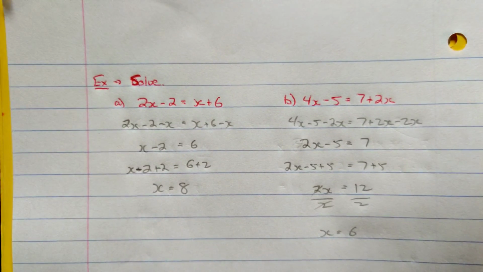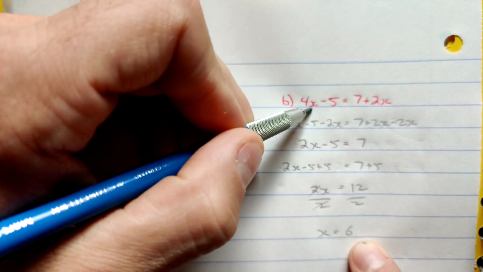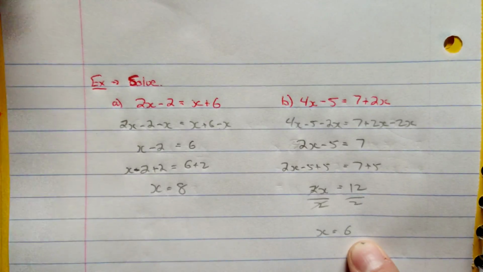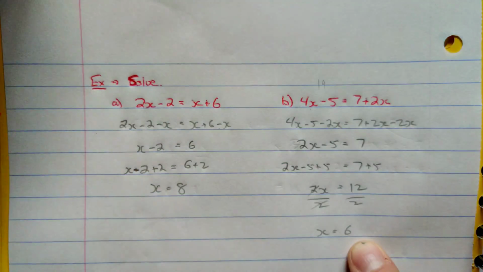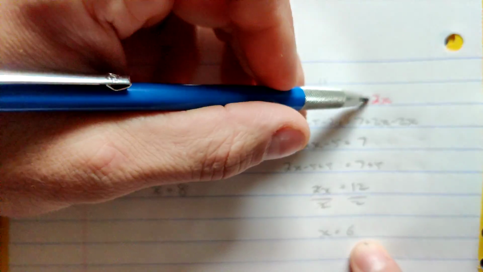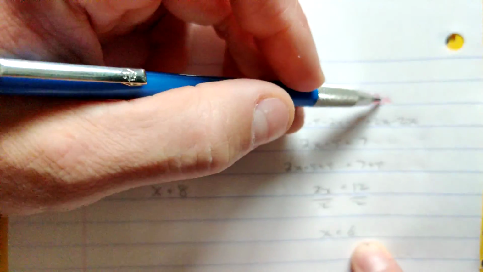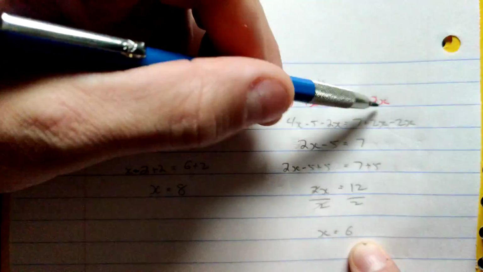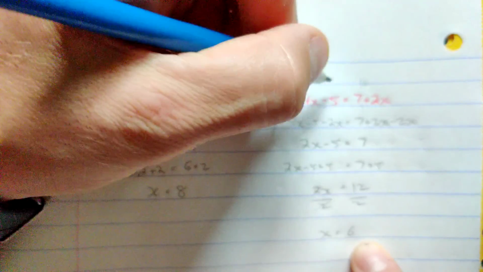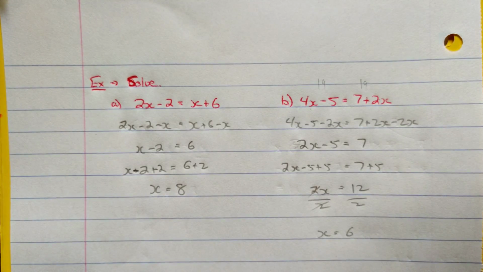We can even check our answers. 4 times 6 is 24, minus 5 is 19. So we sub that in, we'd get 19. 7 plus 2 times 6. 2 times 6 is going to be 12. 12 plus 7 is 19. 19 equals 19. 6 is the right answer.